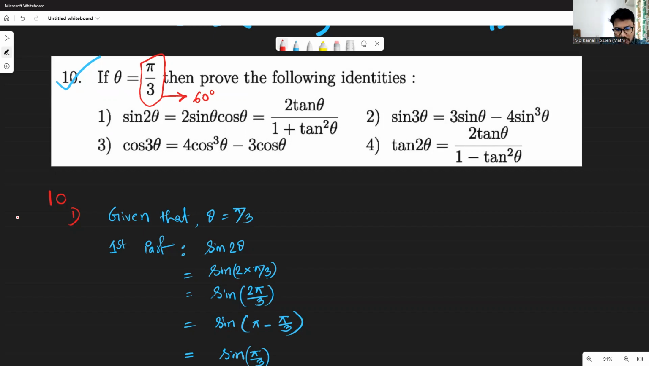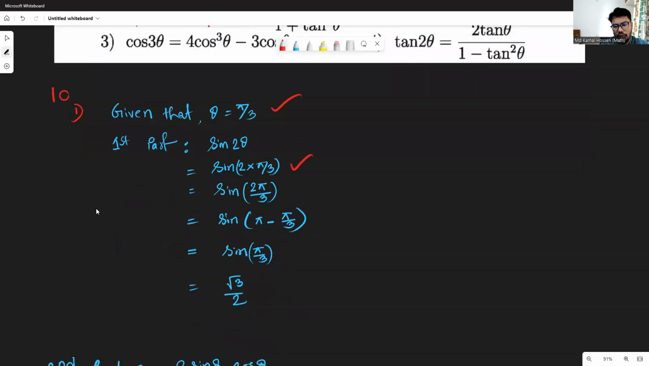Now the first question, given this value of theta, has 3 parts: first, second, and third. In the first part, just put the value of theta and after doing calculation, do up to this step. Now 2 pi by 3, this angle you have to break down, comparing with pi by 2 or simply comparing with pi. If we compare with pi, like sine pi or cos pi or tan pi, the ratio will not change.